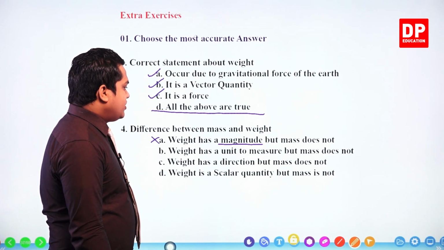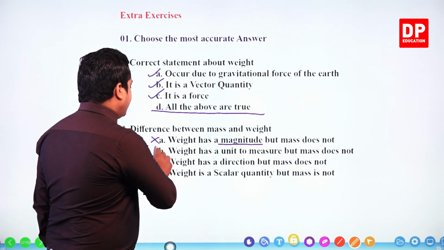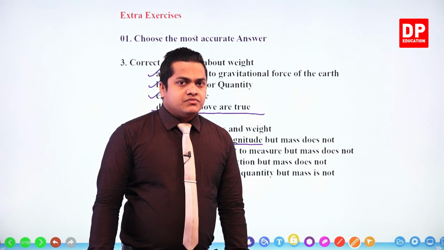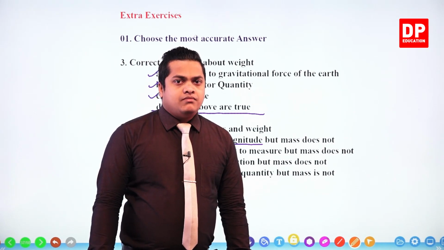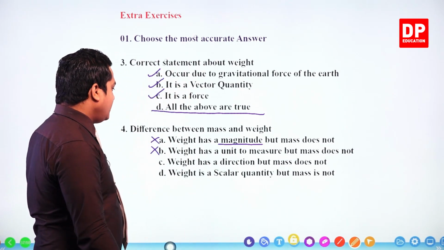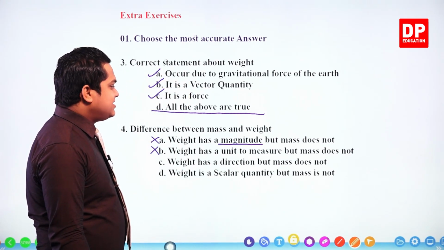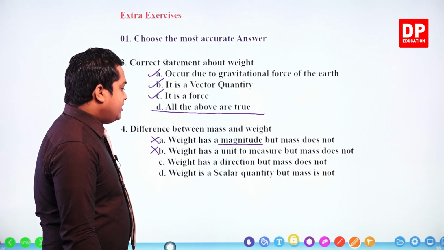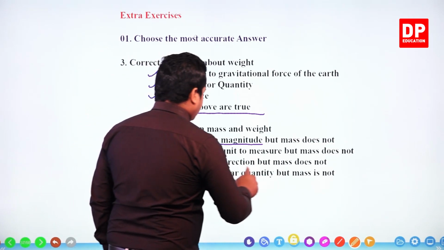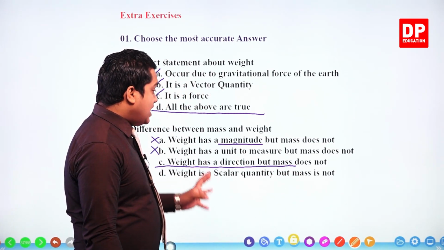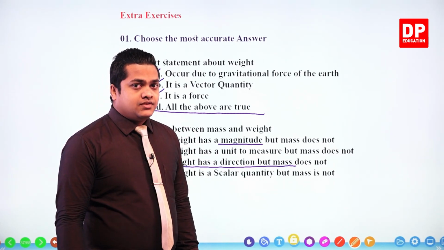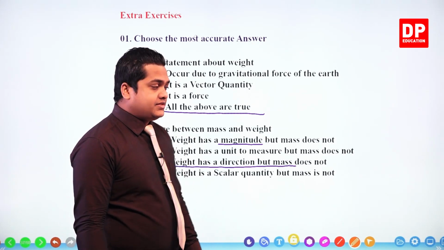Weight has a unit to measure, but mass does not. That is also incorrect. You know that mass can be measured in kilograms, grams, milligrams. There are certain units to measure mass. So it's incorrect. Weight has a direction but mass does not. Now that's my answer. Weight is a vector quantity, therefore weight has a direction but mass does not. This is the main difference between weight and mass.